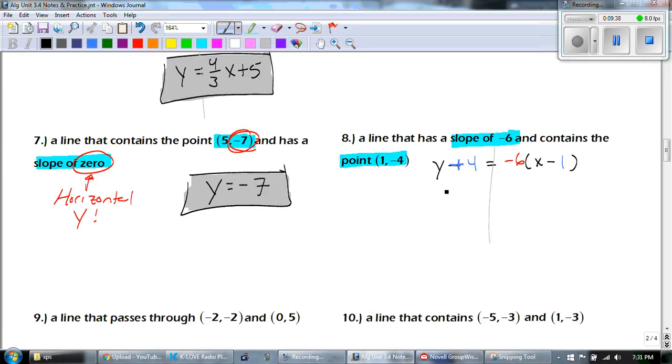So go ahead and distribute. Turns to -6x, and then -6 times -1 is a +6. And then to solve, we just subtract 4 from both sides, and we get that y equals -6x plus 2.